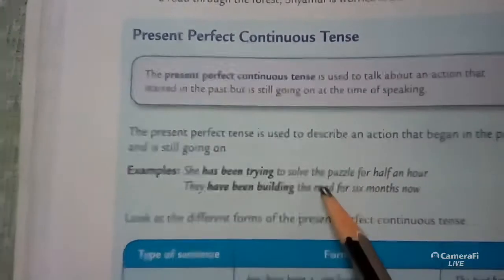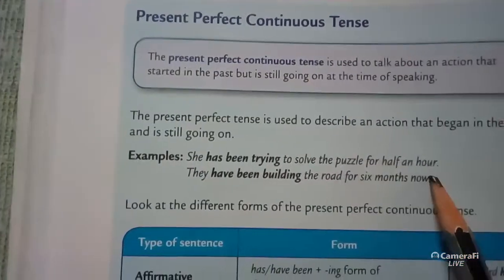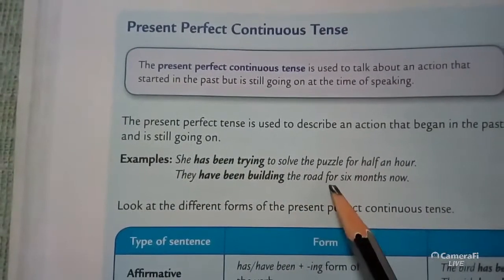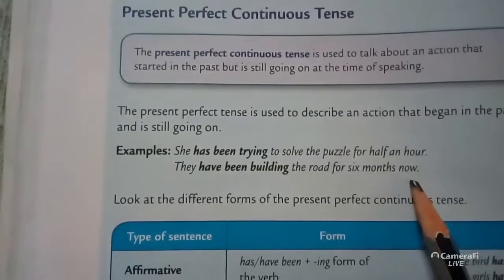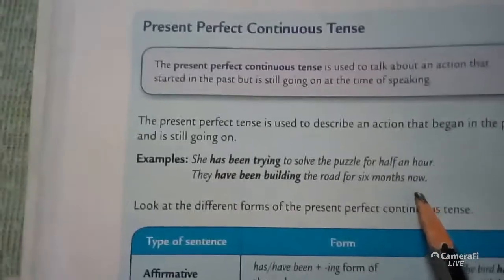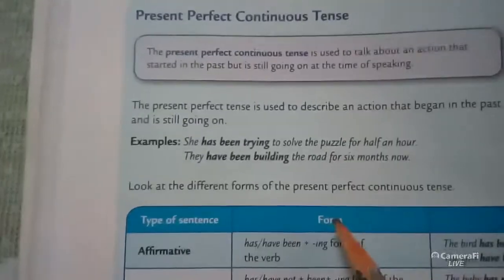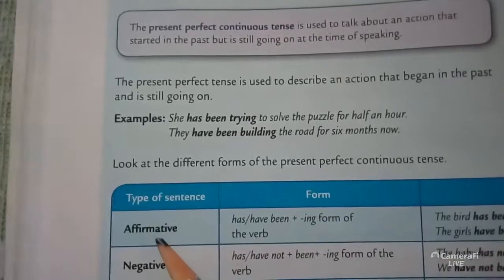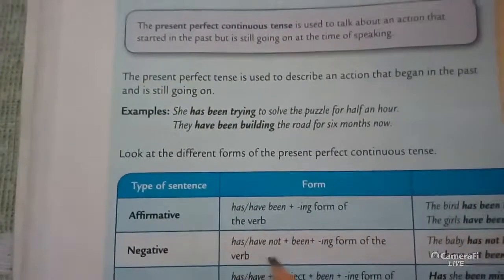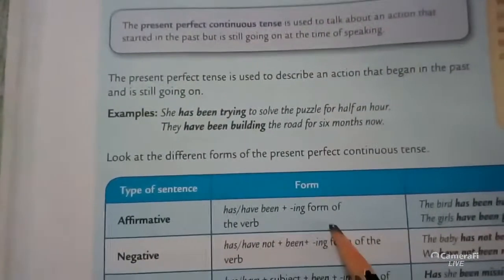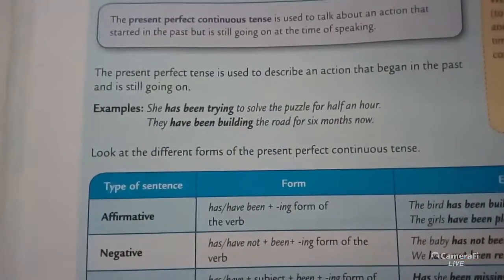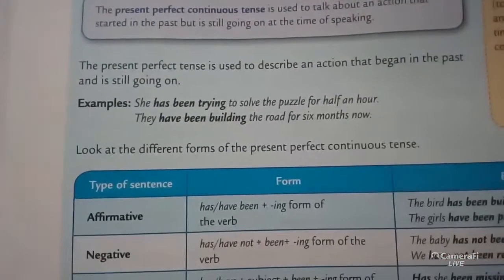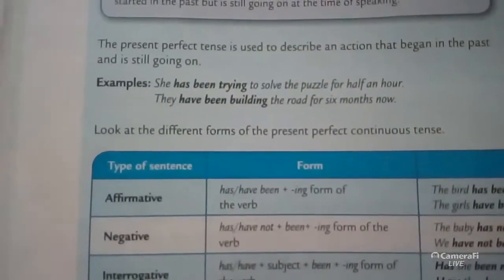She has been trying to solve the puzzle for half an hour. They have been building the road for 6 months now. Okay, look at the different forms of the present perfect continuous tense. Affirmative, negative and interrogative. Affirmative: has or have been plus ing. The bird has been building its nest. The girls have been playing basketball since morning.